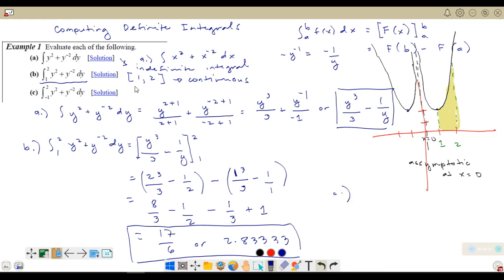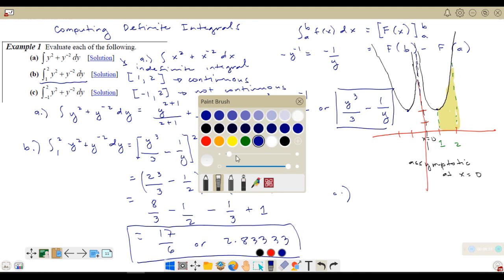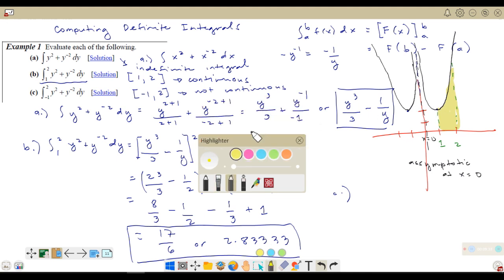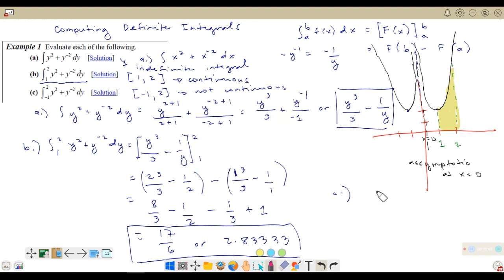Ngayon, tingnan natin si letter C. So, si letter C, ang interval niya ay from negative 1 to 2. So, from negative 1 to 2, it is not continuous. Bakit hindi siya continuous? As you can see here, meron tayong dadaanan na x is equal to 0, which is undefined.